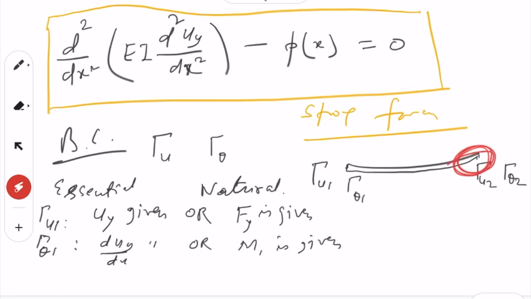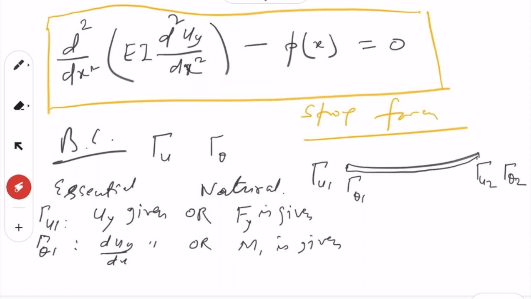Accordingly, here also you will have either uy given, or the force given. So either displacement is given or force is given. The other option is either the moment is given here or the slope is given. This is how the boundary condition will be given depending on the condition. Then you have to solve this problem, but this is what the strong form is.